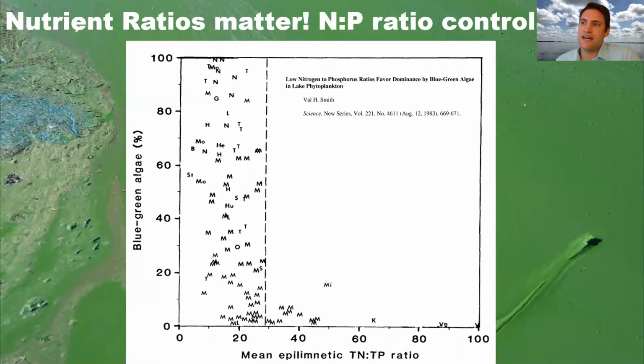So here's a study from 1983 by Val Smith. He used to be in KUEEB. And he was the first one to really show this, that here you have the blue-green algae or the cyanobacteria as a percentage of the algal community. Here you have this total nitrogen to total phosphorus ratio, or nitrogen to phosphorus ratio. Each one of these letters represent lakes from around the world. And so he was the first one to group this together and show, well, something here, they don't have to dominate when this N to P ratio is low, or less than 30:1, but they can, and they really can't dominate when that N to P ratio gets higher.